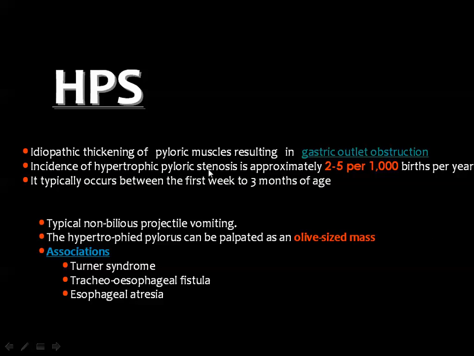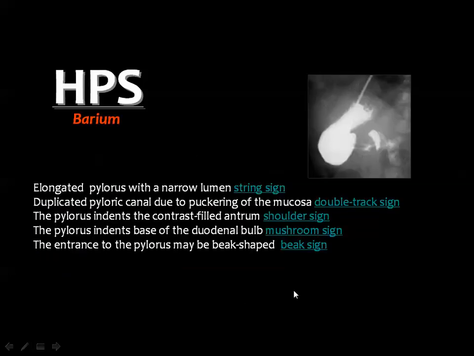The incidence of pyloric stenosis is approximately 2 to 5 per 1,000 births per year. It typically occurs between the first week and the 3 months of age, and is typically discovered then, of course. The typical presentation is non-bilious projectile vomiting, and if you palpate the abdomen of the infant, you may feel an olive-like mass corresponding to the site of the pyloric canal. This pyloric stenosis may be associated with esophageal atresia or tracheoesophageal fistula or Turner syndrome.